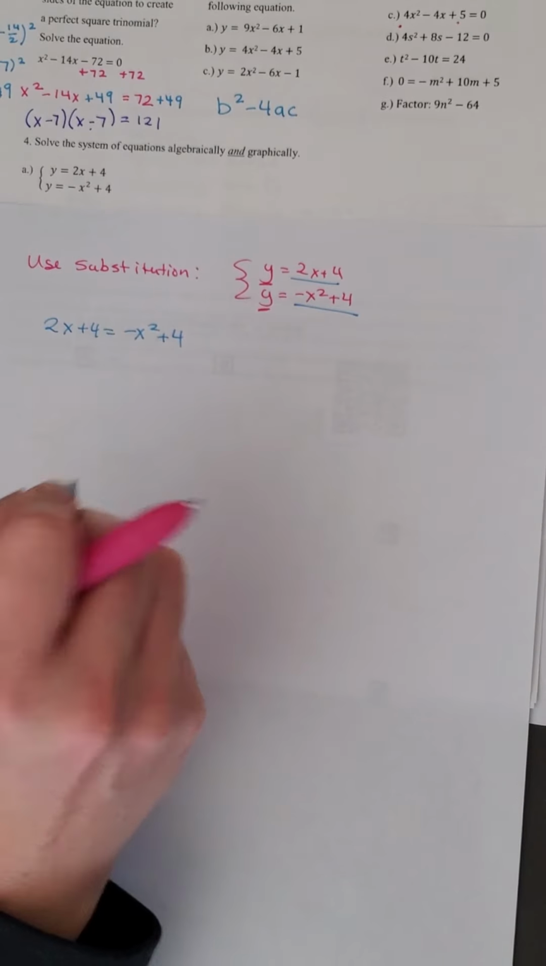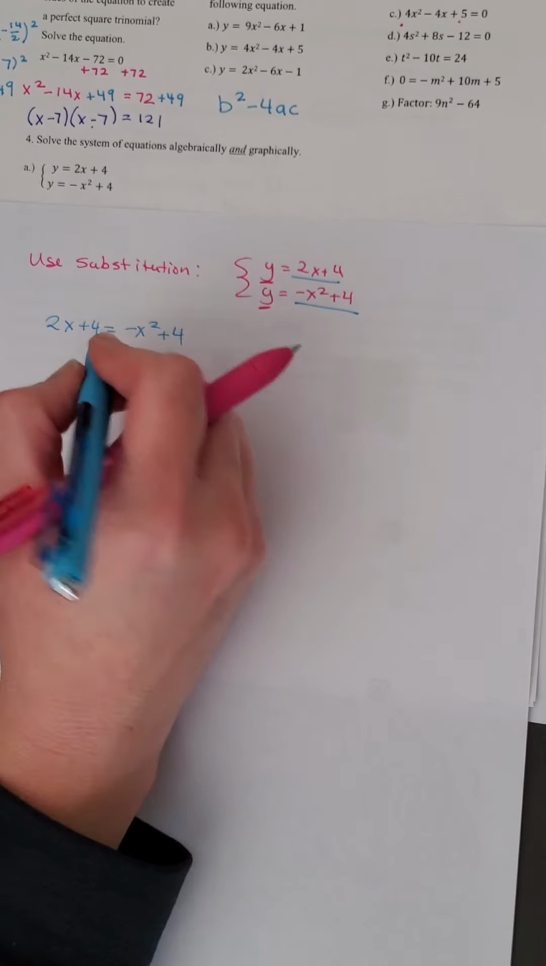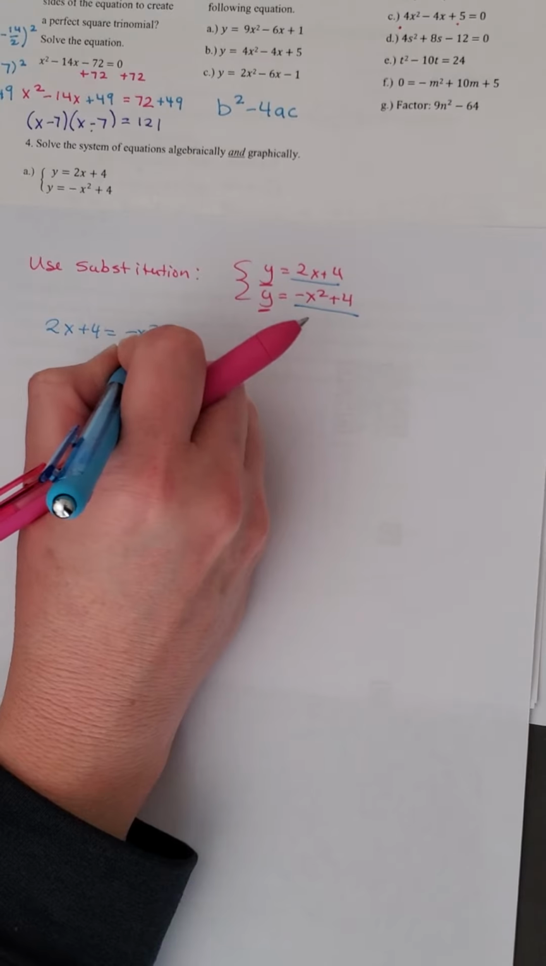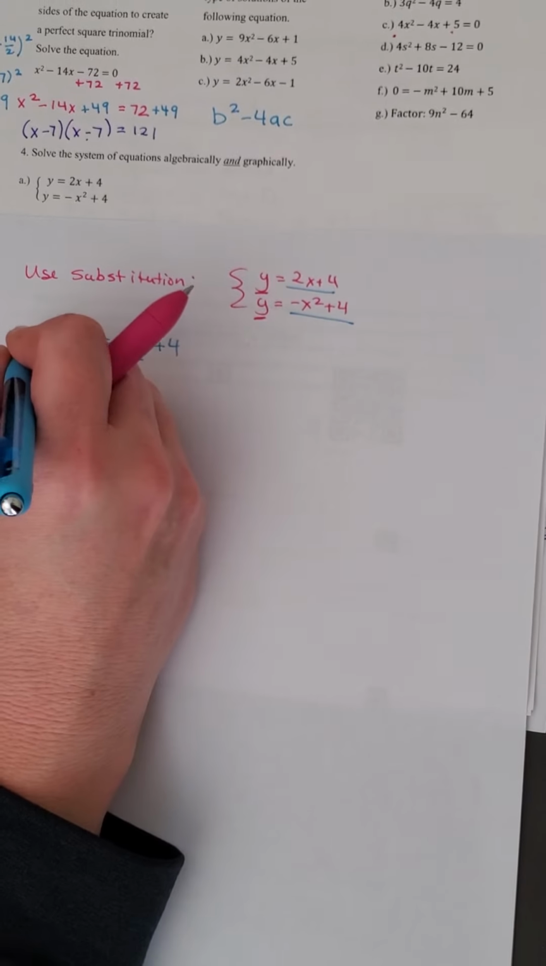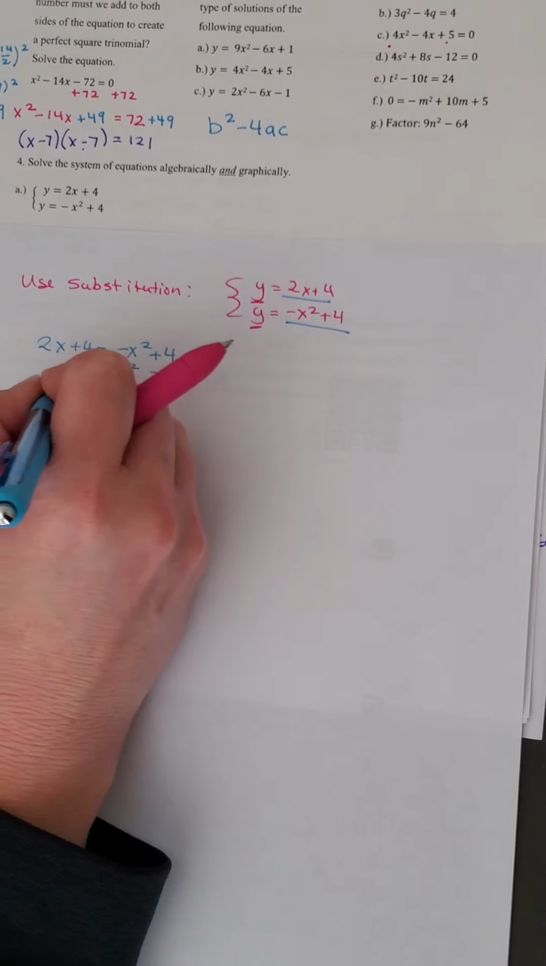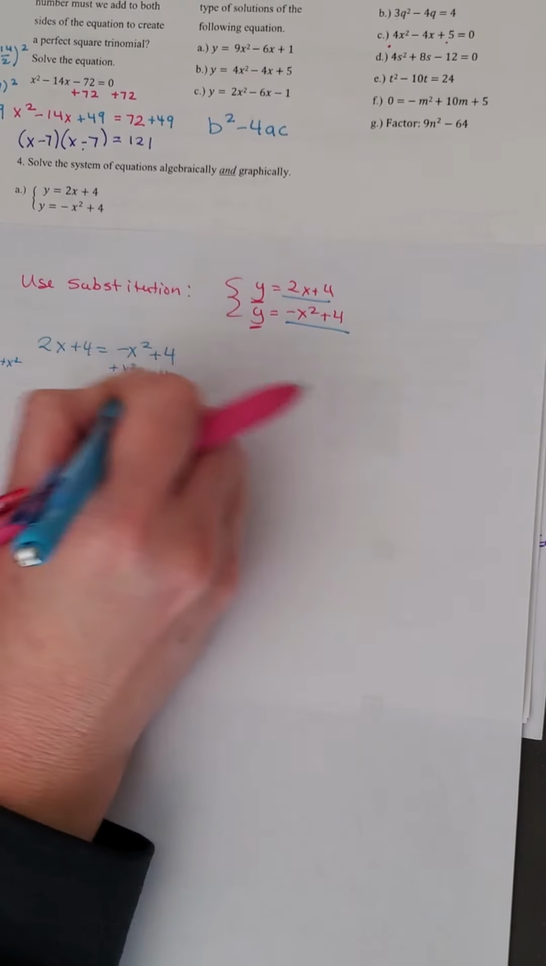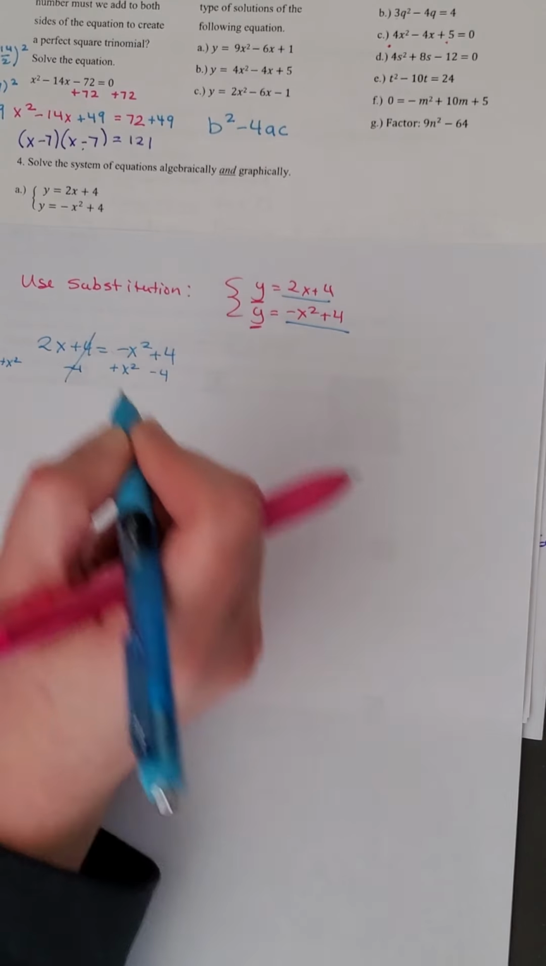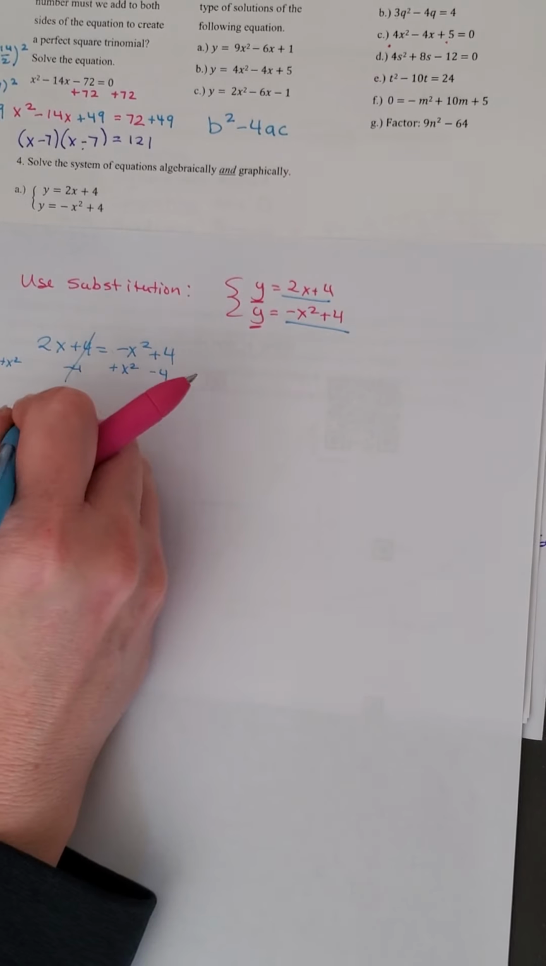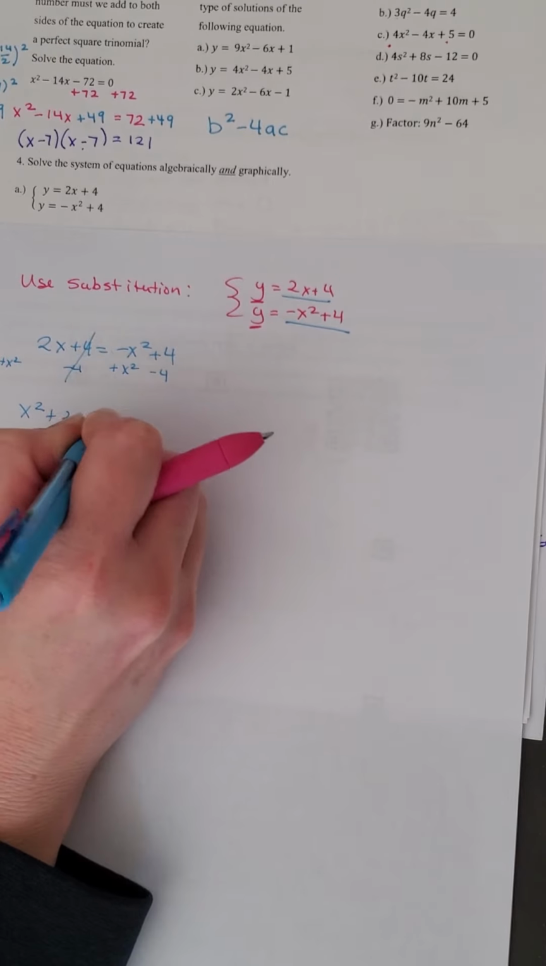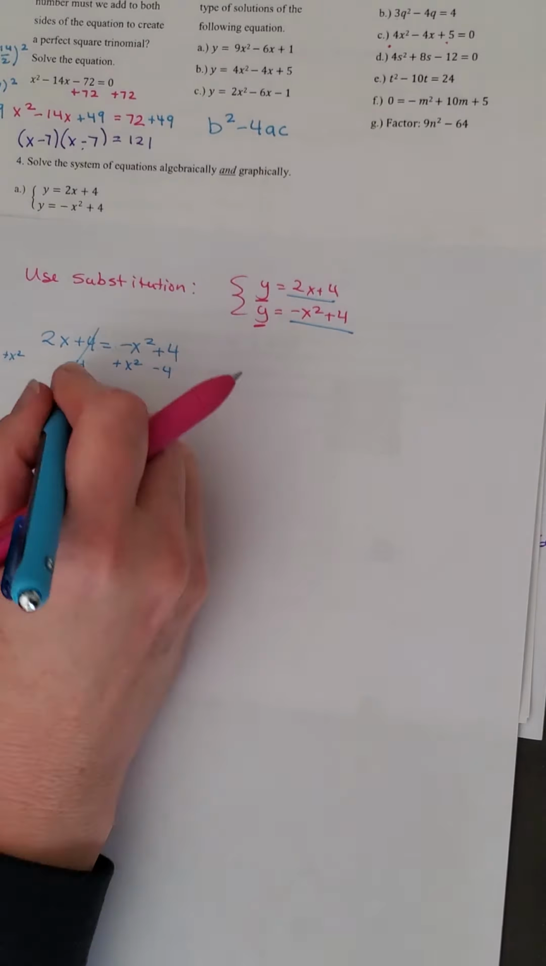Now to solve a quadratic, I would probably want to move everything to one side. So I'm going to start by moving my squared term. I don't like it to be negative, so I'm going to move it this way. I'm going to add x squared and subtract 4 from both sides of the equation. I get x squared plus 2x equals, over here is 0. The 4's canceled.